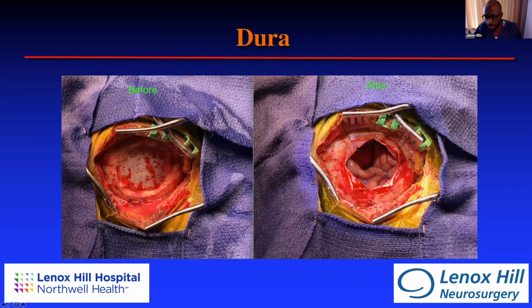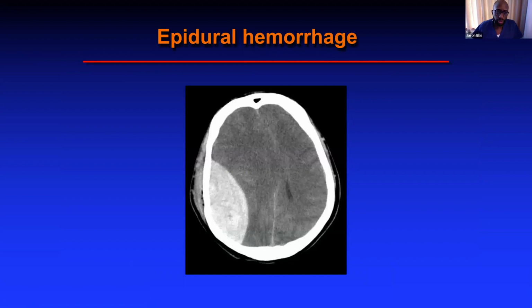That potential space between the dura and the brain is really that subdural space, and you can get bleeding there, which you'll see later on in the lecture. So let's go through some of the classic types of hemorrhage. This is an epidural hemorrhage or hematoma, okay? So epidural meaning above the dura.